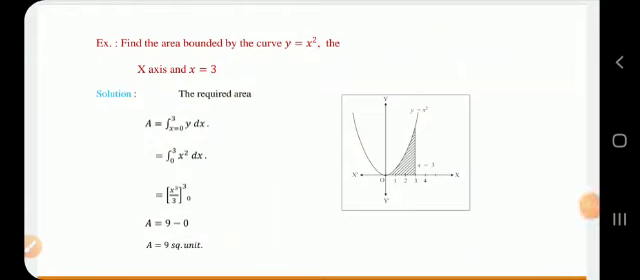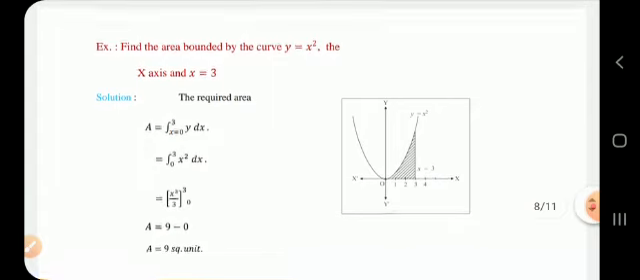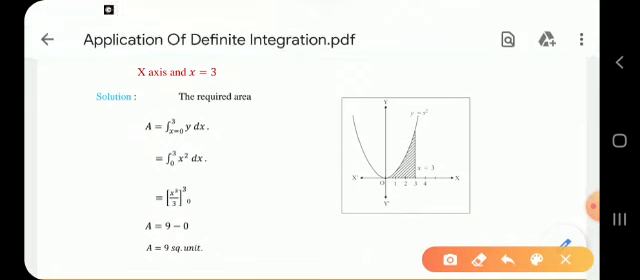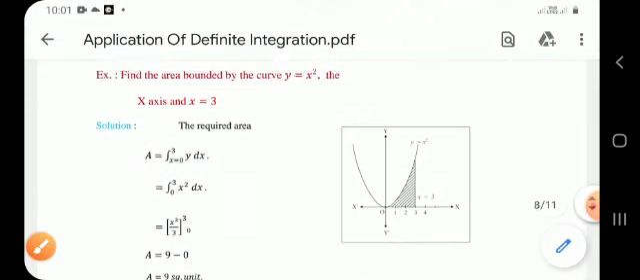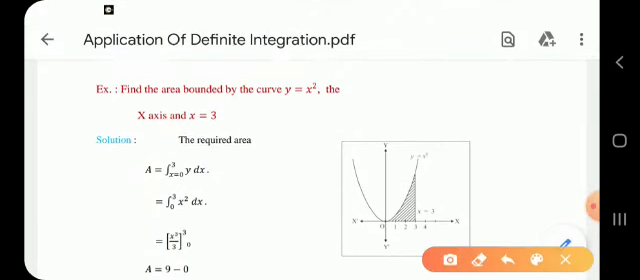Let's go with our first example. Here we have to find the area bounded by the curve y is equal to x square, the x-axis, and x is equal to 3. So consider this figure. In that we consider the curve y is equal to x square, and it is like this.